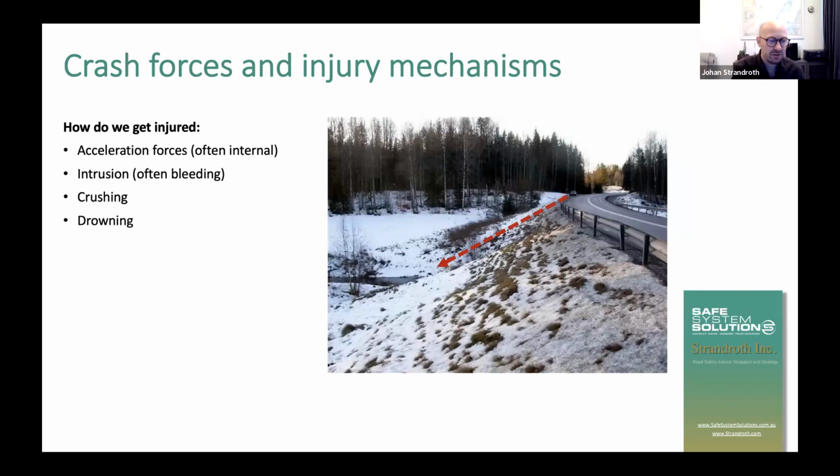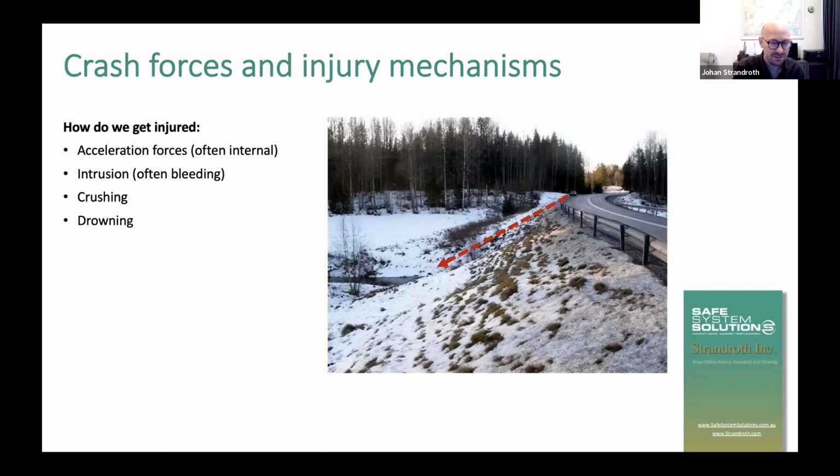We also have drowning. It's relatively uncommon, but it still happens. And I had this picture in the first slide in the introduction to crash forces, but maybe then it was difficult to see what it actually is.